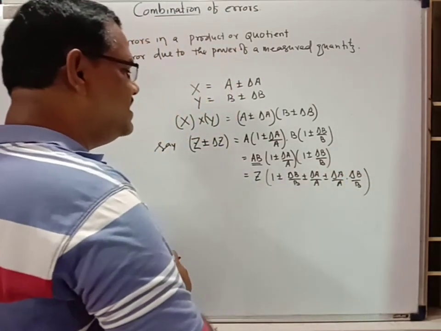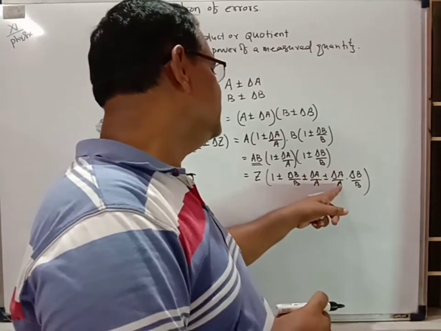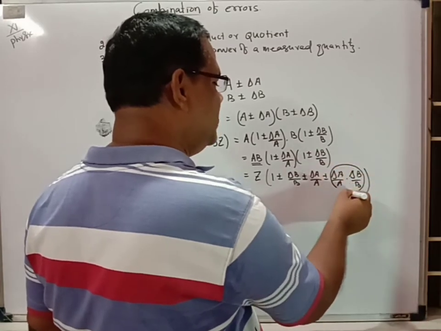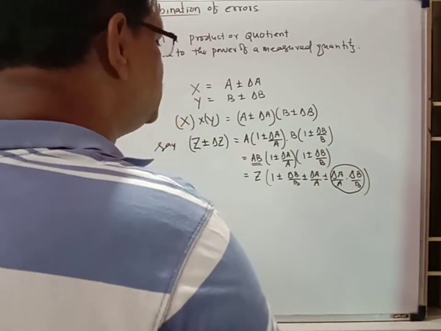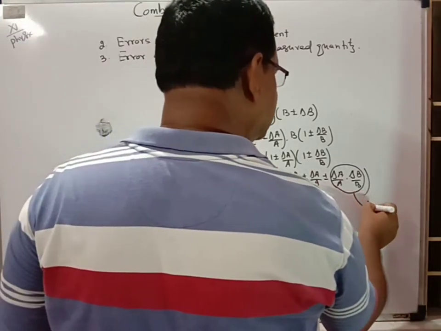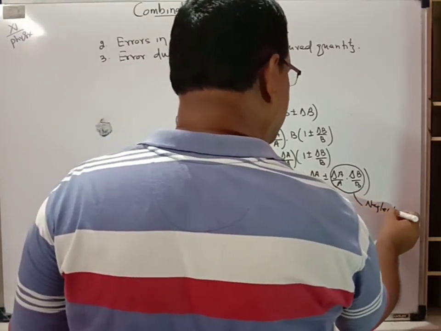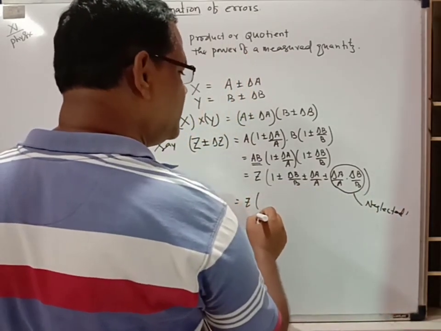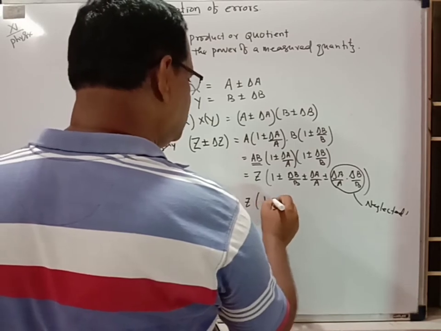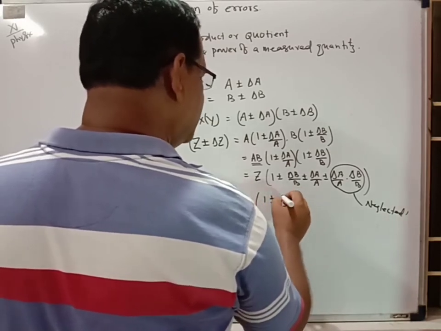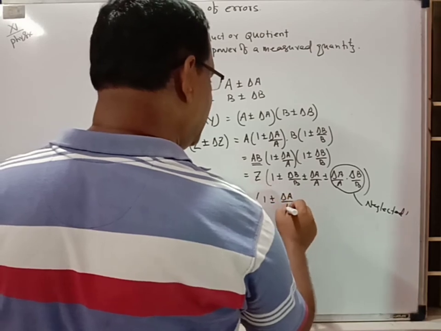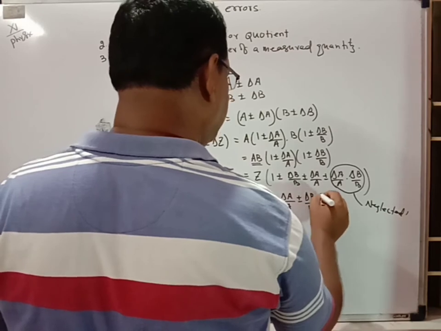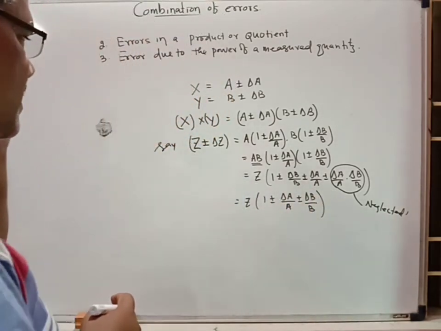So delta A upon A is the absolute error over the true value. This quantity is very small, and the product of these two will be neglected. If you neglect these two, that part is neglected. So the remaining is Z, which is 1 plus or minus delta A by A plus or minus delta B by B. We are finding it like that.